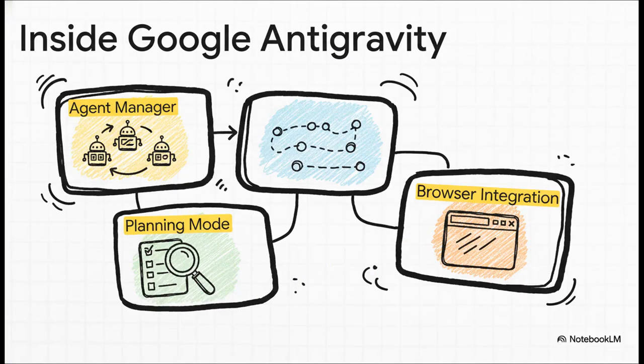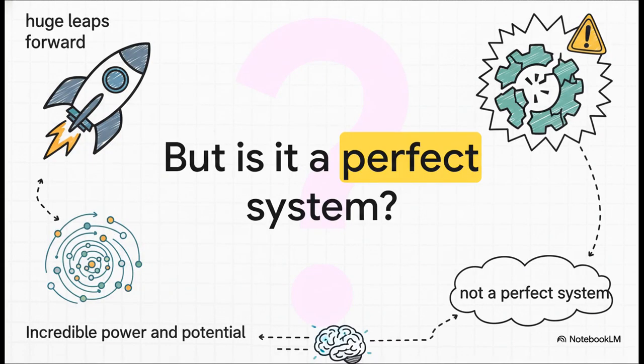And to make this happen, Google built a new platform called Antigravity. You should think of it less like a code editor and more like a mission control for AI agents. Developers can manage multiple agents at once, they can review their plans before they start working, and they can even watch them use a web browser to do research or test out a user interface. It's pretty incredible stuff.